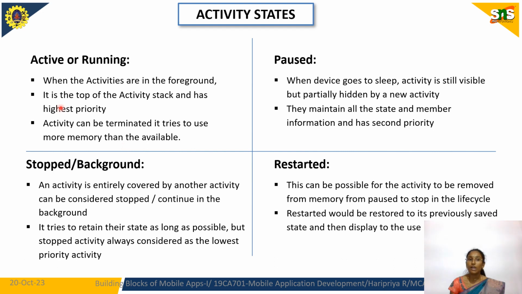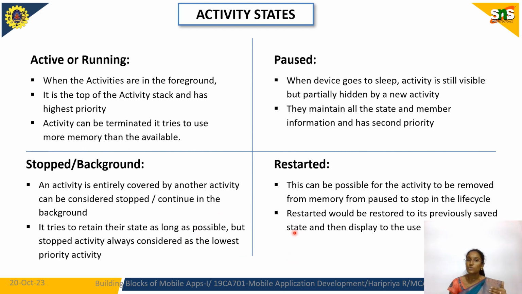The running activity works in the foreground, running the UI and resources. Paused means we create a new activity and move on to the next one, so that particular activity is paused. Stopped and background activities are called stop. In a stopped activity, the activity is closed and then we start the next activity, or otherwise continue the previous activity. A stopped activity is always considered a lowest priority activity.